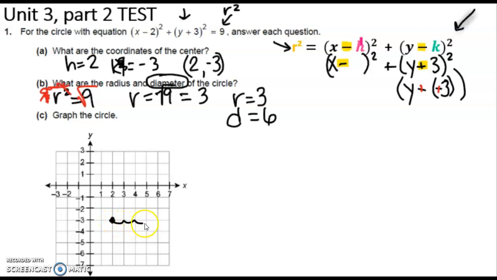So 1, 2, 3. Okay, and I'm going to do the same thing right, left, up, and down, so that way I know where the boundaries of my circle are. So 1, 2, 3, okay, all those are radii that are a length of 3. So then I draw in my circle, and that's it.